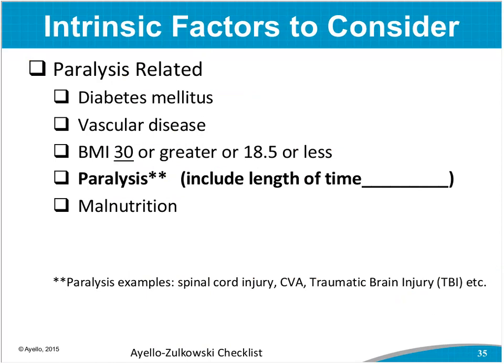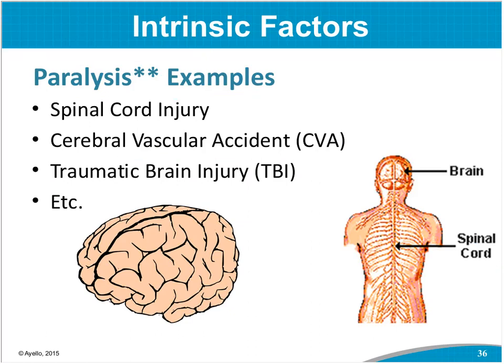So what else in terms of intrinsic factors for us to be looking at? Paralysis is one area that we need to look at, and actually part of this is captured in the Braden scale on sensory perception. Here are some examples to help people, because not everybody thinks about what paralysis is: spinal cord injuries, cerebral vascular accident, traumatic brain injuries, and I'm sure you could add to that list.